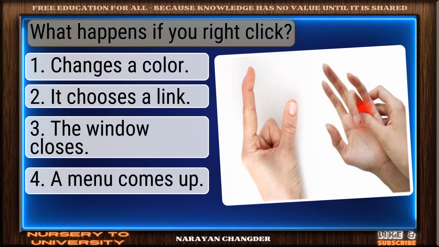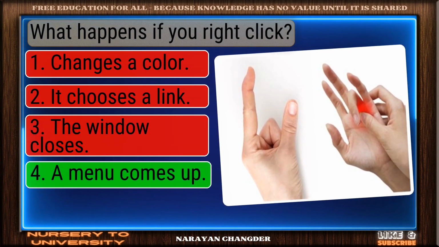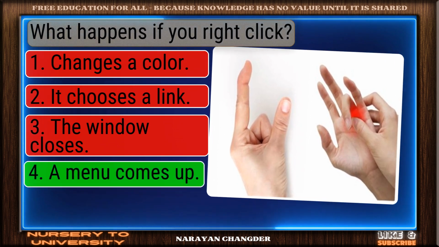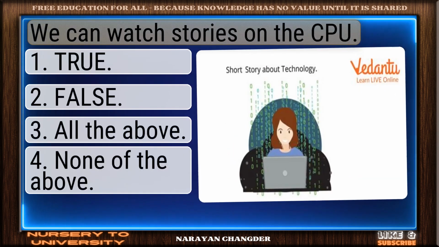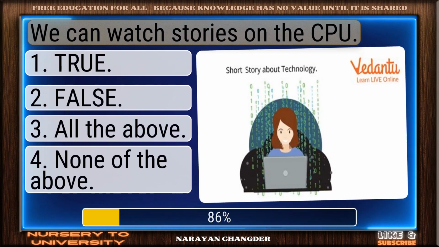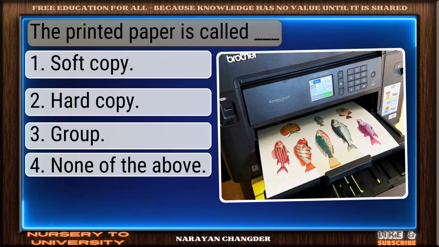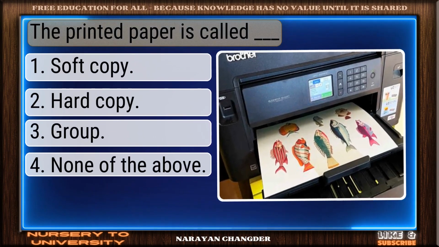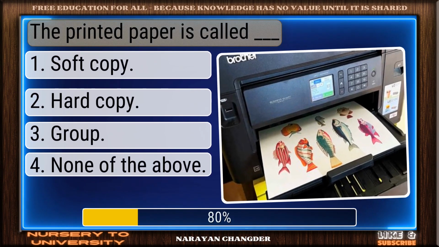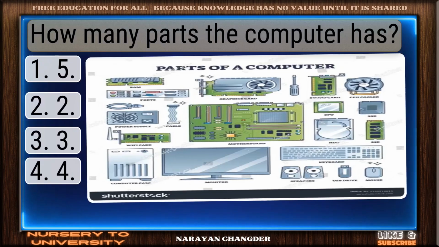What happens if you right-click? Sharp thinking. A menu comes up is the right choice. We can watch stories on the CPU. Nicely done. False is a solid answer. The printed paper is called dash. Right again. Hard copy is a valid answer.